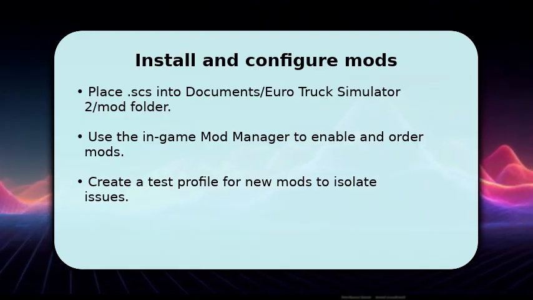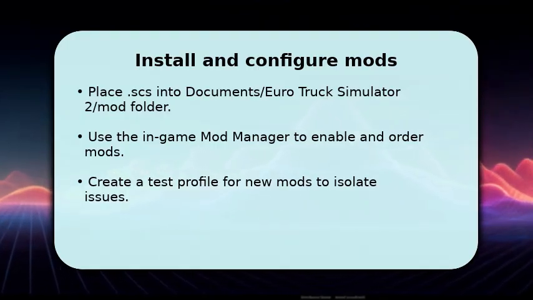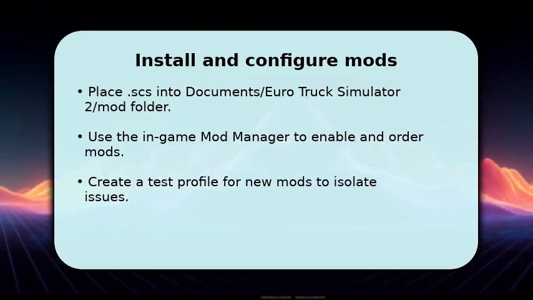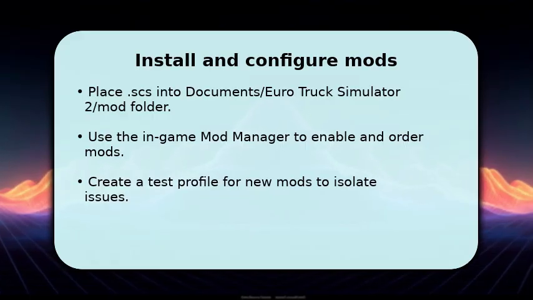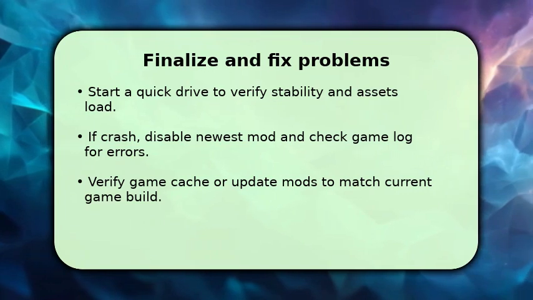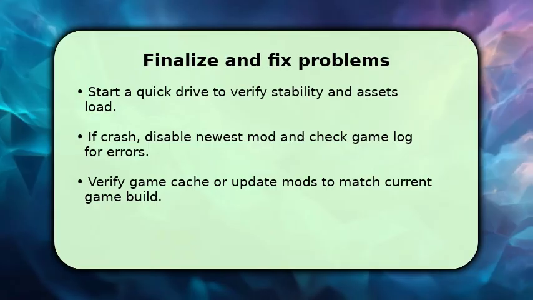To avoid corrupting your main progress, create a separate test profile and launch a quick route that verifies functionality without risking your primary save. If visuals or physics look wrong, you finalize by running a short drive and confirming the mod appears and behaves correctly. Watch for missing textures or broken AI.